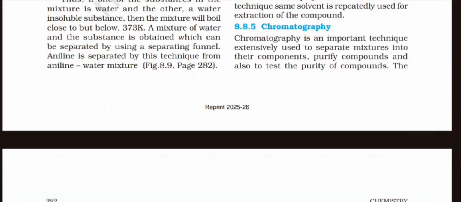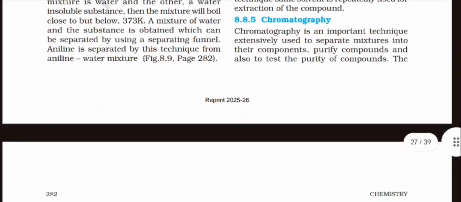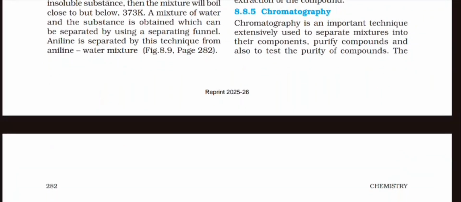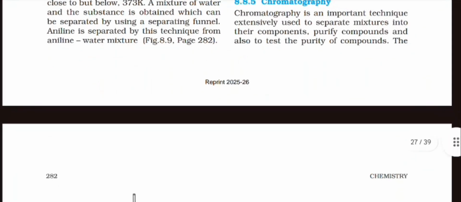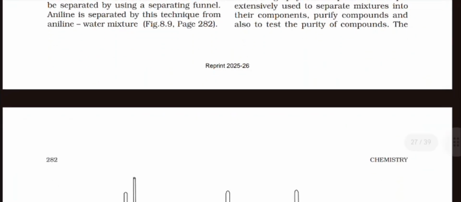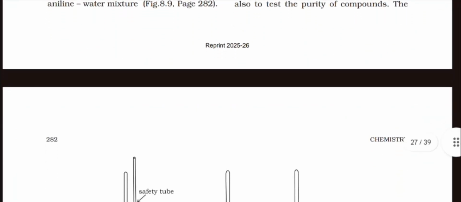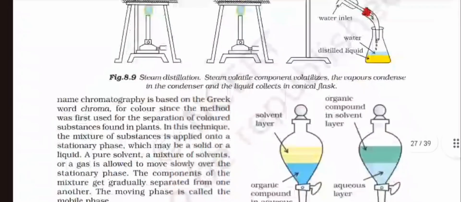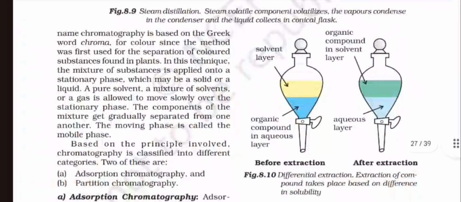Chromatography. Chromatography is an important technique extensively used to separate mixtures into their components, purify compounds and also to test the purity of compounds. The name chromatography is based on the Greek word chroma for color, since the method was first used to separate colored substances found in plants.